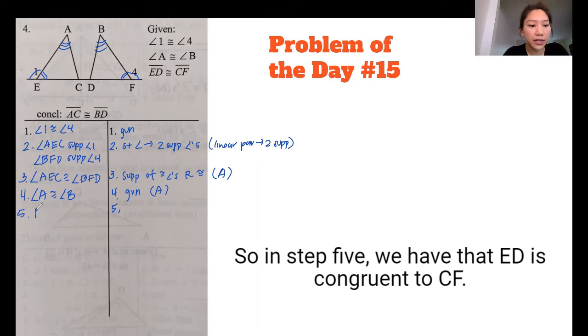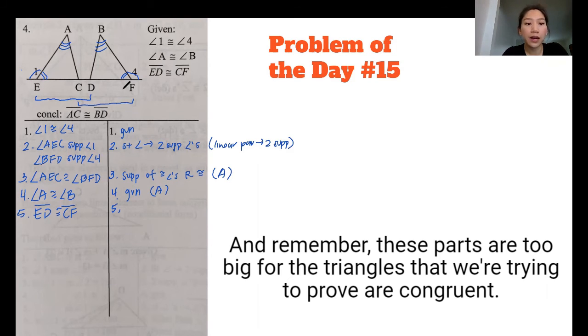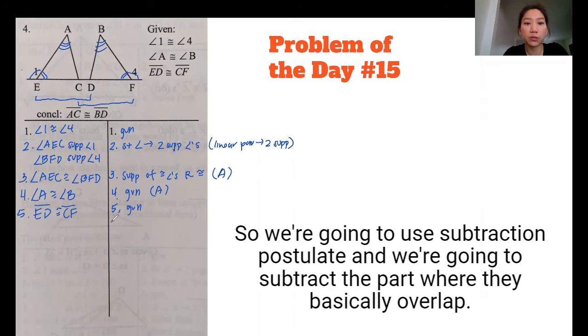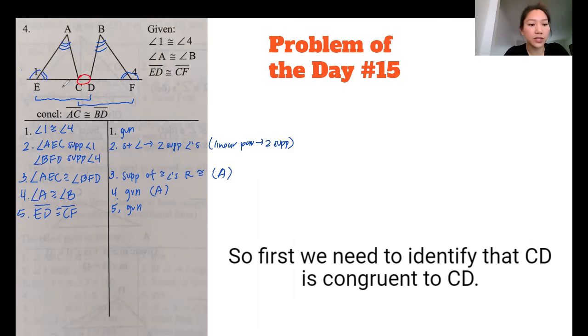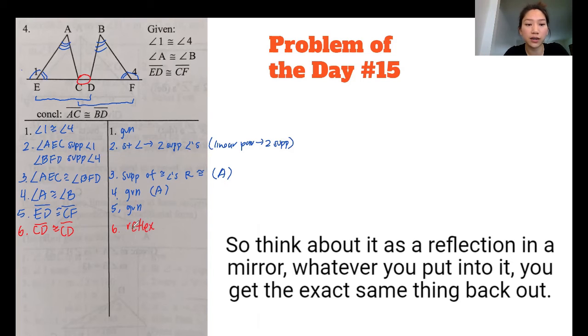In step 5, we have that ED is congruent to CF. So the entire segment ED is congruent to the entire segment CF. And remember, these parts are too big for the triangles that we're trying to prove are congruent. So we're going to use the subtraction postulate, and we're going to subtract the part where they overlap. First we need to identify that CD is congruent to CD. And how do we know that? Anytime you have something congruent to itself, that's from the reflexive property. Think of it as a reflection in a mirror: whatever you put into it, you get the exact same thing back out.